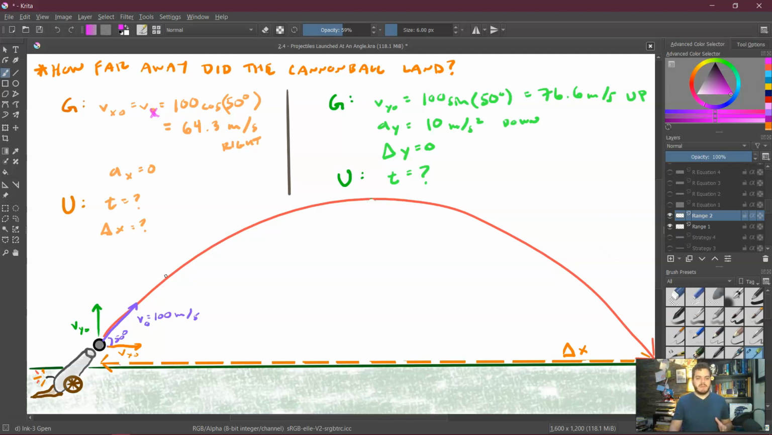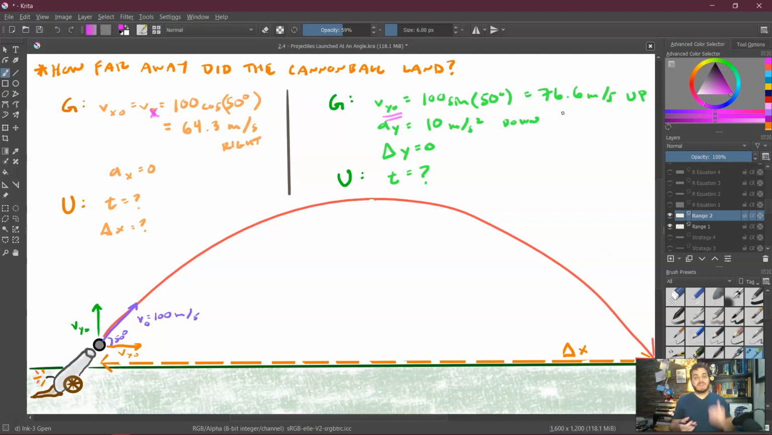Rather than finding the horizontal component of the initial velocity, we now need the vertical component, because this is not going to be 0 here, because it's not horizontally fired. It is being fired up at an angle, so we actually do have an initial vertical velocity. And it's going to be 100 sine of 50 degrees, this vertical component, which if you plug that in your calculator, you get about 76.6 meters per second up.